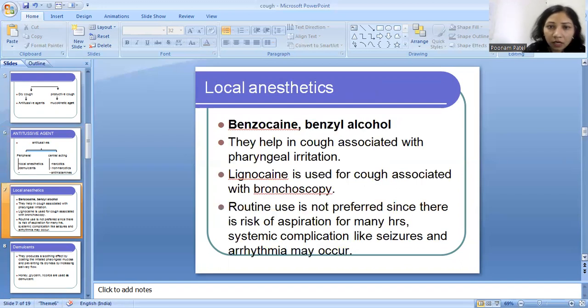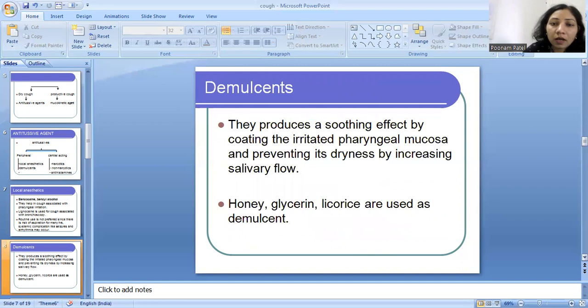So come to the drugs. First is local anesthetics, benzocaine or benzyl alcohol. They help in cough associated with the pharyngeal irritation. Lignocaine is used for cough associated with bronchoscopy, but routine use is not preferred since there is a risk of aspiration for many hours. Systemic complications like seizures and arrhythmia may occur. Then come to demulcents. They produce a soothing effect by coating the irritated pharyngeal mucosa and preventing its dryness by increasing salivary flow. Honey, glycerin, licorice are used as demulcents.